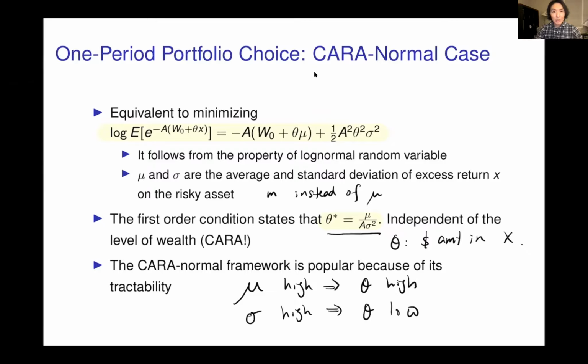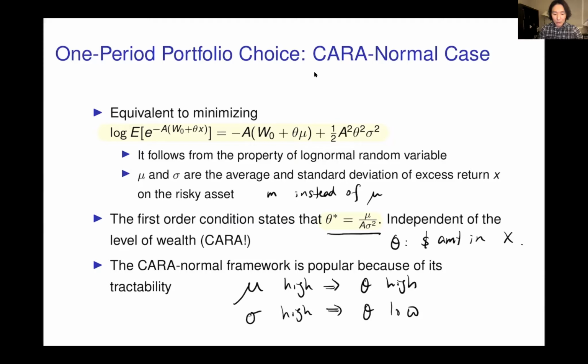첫 번째, 리스키 에셋의 excess return이 높을 때 expected excess return이 높으면 당연히 수익률이 높은 자산이니까 더 많이 디맨드 하겠죠. 더 많이 사고 싶어 하겠죠. 뿐만 아니라 theta가 높을 때 리스크가 높은 에셋일수록 덜 사고 싶은 거예요. Theta is low, meaning the demand for risky asset is going to be low.